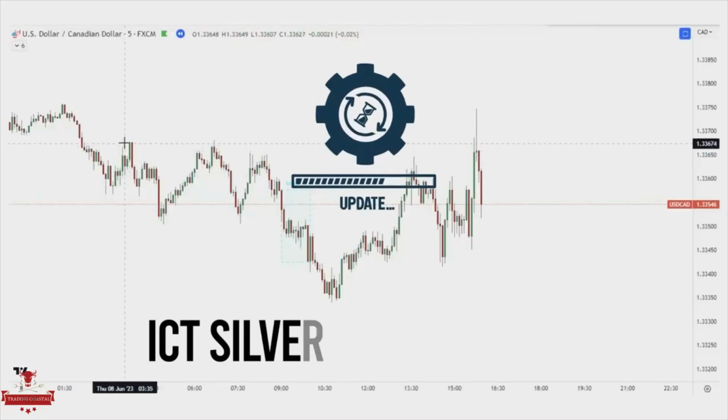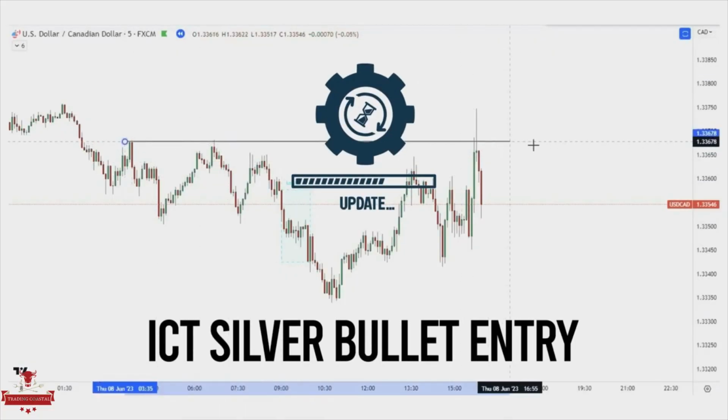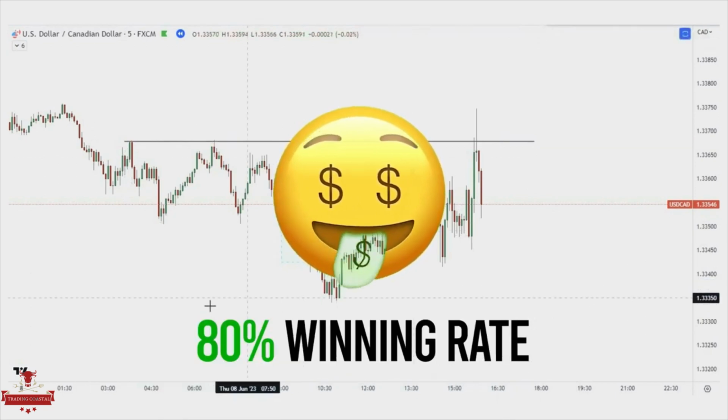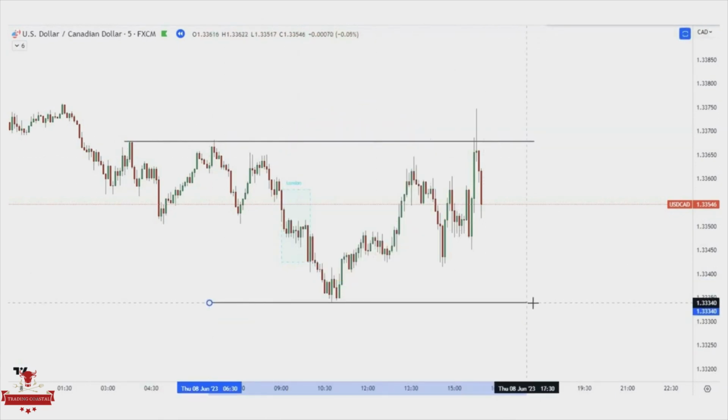My update on ICT Silver Bullet entry. More than 80% winning rate. This is unbelievable how accurate it is.